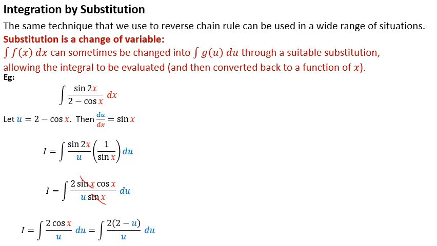Now this last bit is a little bit like the last example we looked at. Yes, we get 2 lots of cos x over u du, but that doesn't completely solve the problem.